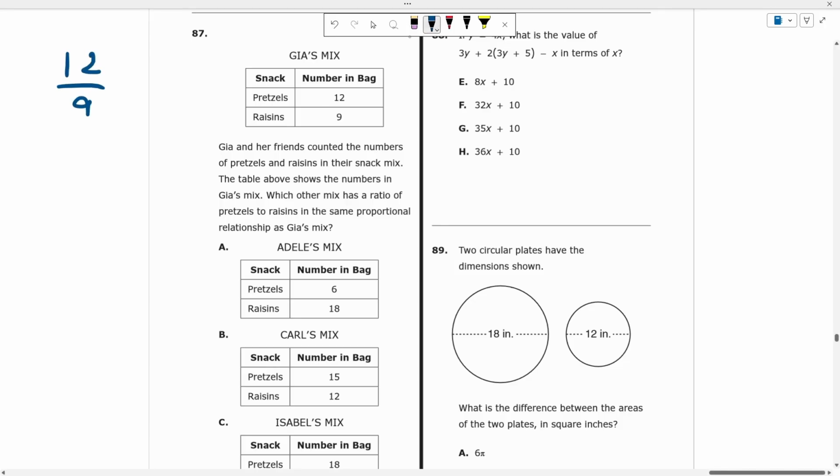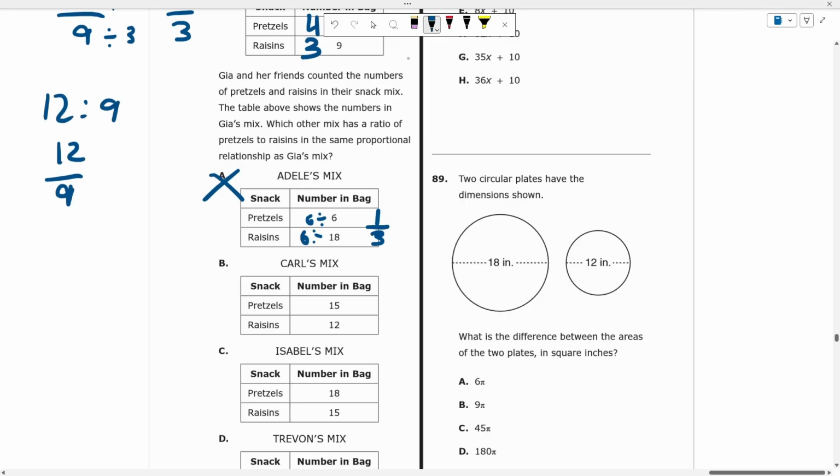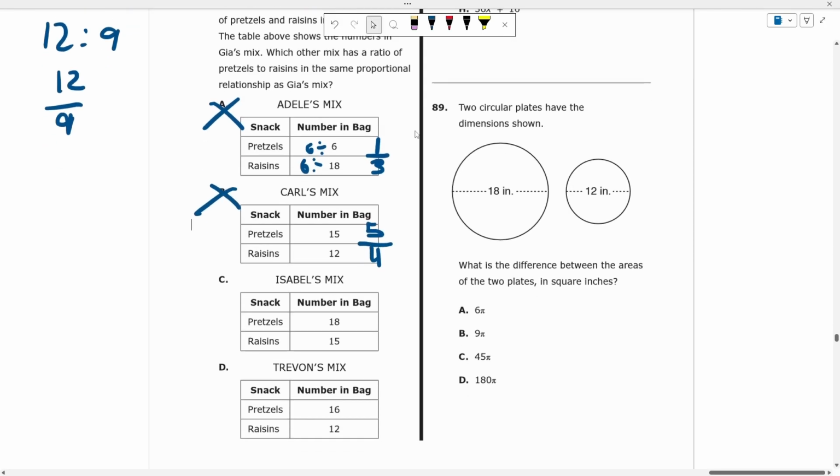Remember that a ratio can be represented as a fraction, or 12/9. We know that we can simplify this by dividing both sides by 3 to get 4/3, or 4 pretzels for every 3 raisins. So let's see what else simplifies into 4/3. Well, this simplifies into 1/3, which is not the same thing. Choice B simplifies into 5/4, which is not the same thing. Choice C simplifies into 6/5, which is not the same number.